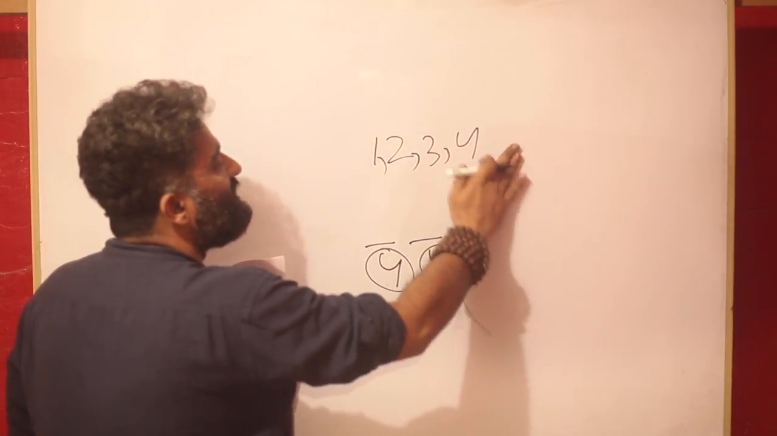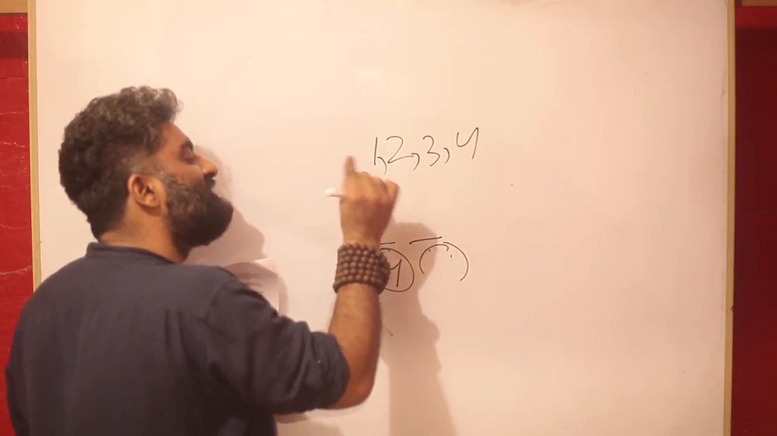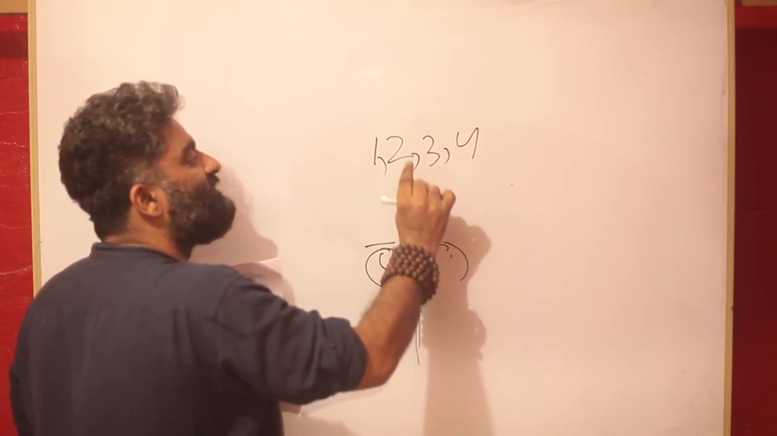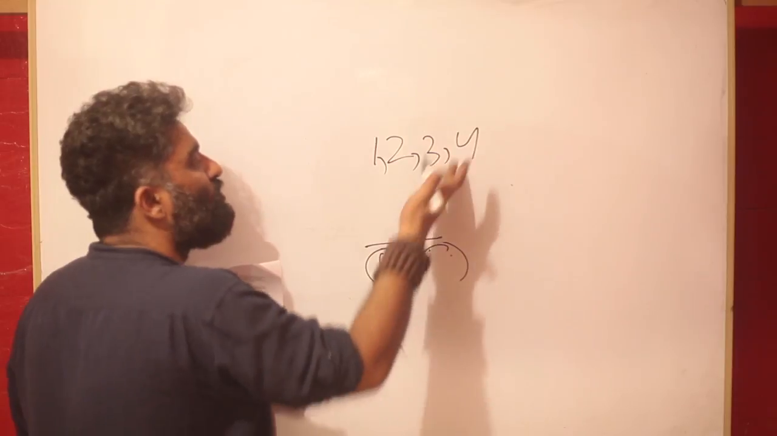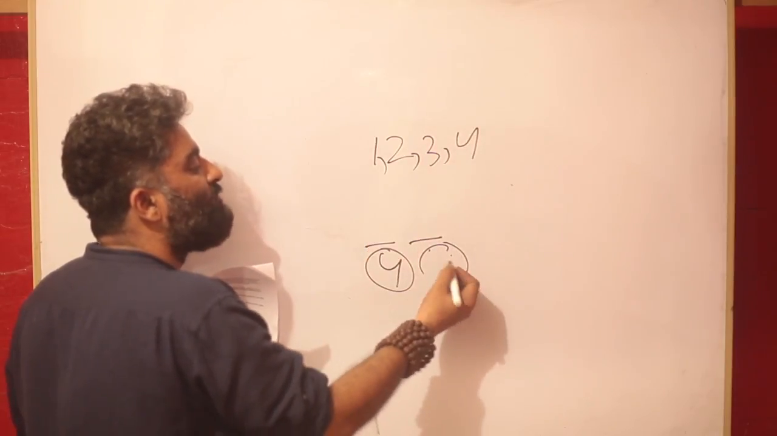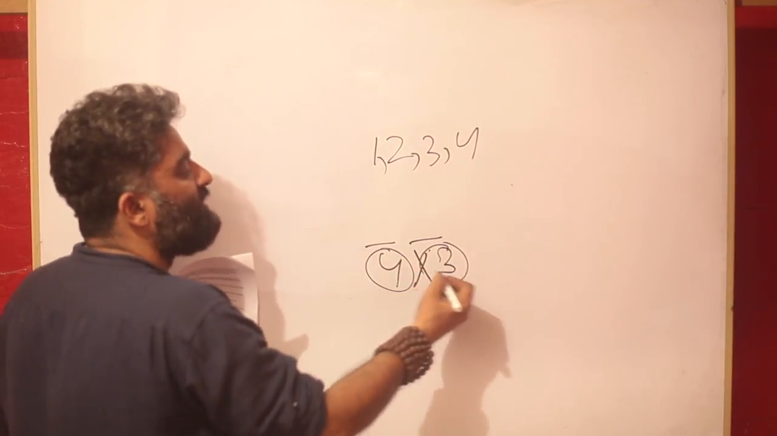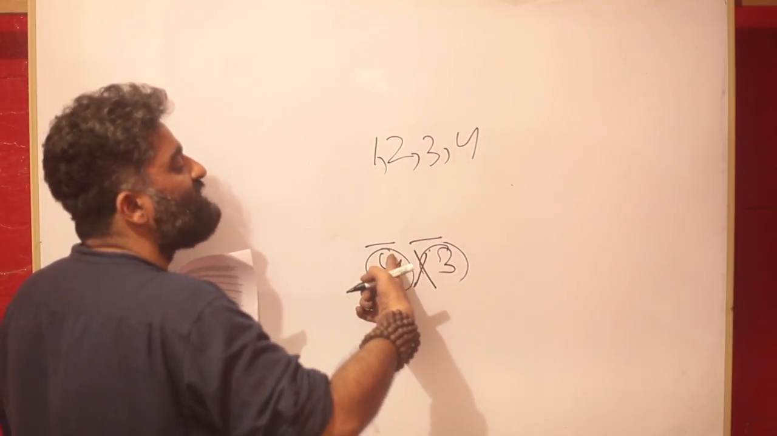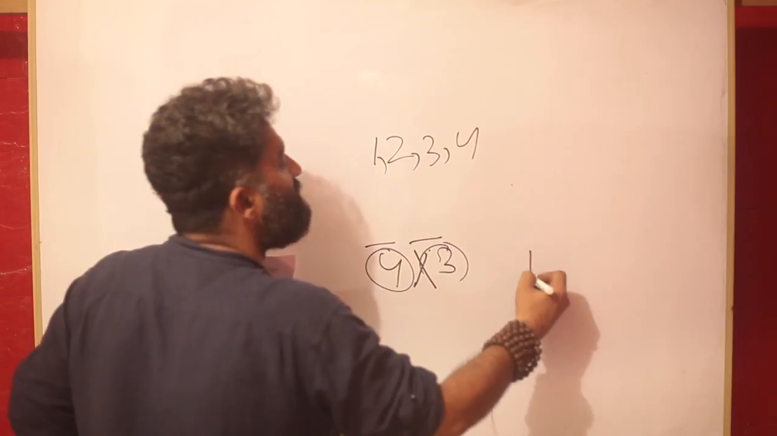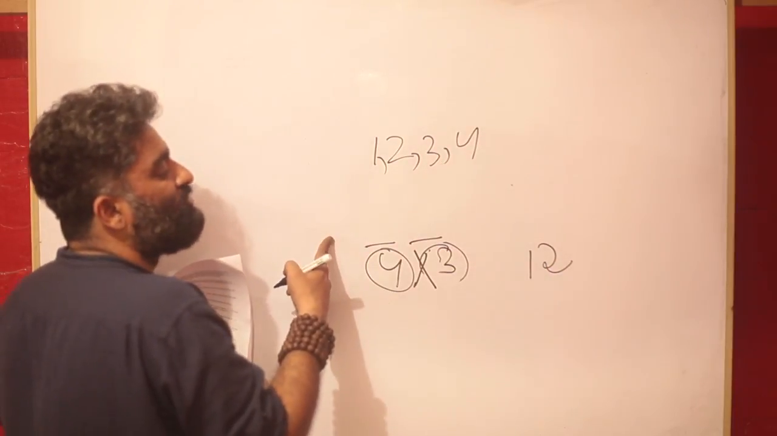But if this was not allowed, and I said you have only one of 1 and one of 2 and one of 3 and one of 4 to use, so one of them you have already used. How many are remaining? 3 ways, right? And this would be an AND, 4 into 3. So how many 2-digit numbers can you form? You can form 12 2-digit numbers out of this, right?